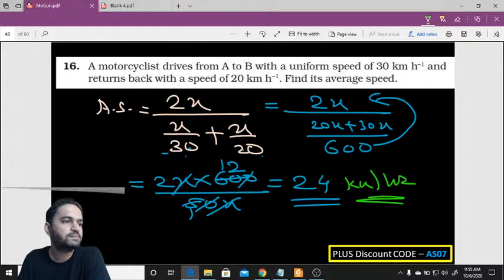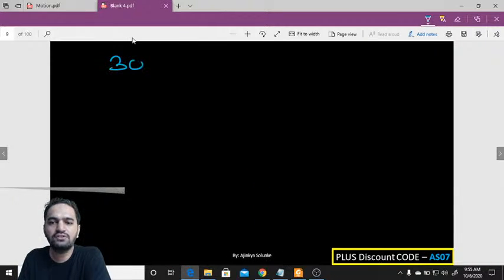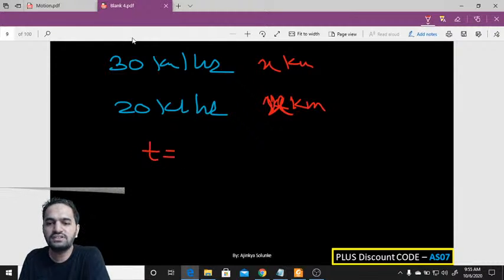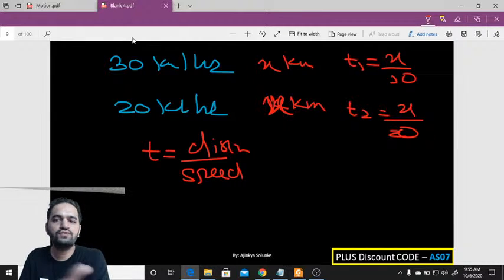Okay. So I hope this particular point is clear, how to calculate. You just have to assume the distance. The speeds they have given in the question, that is 30 and 20. For both the cases, you have assumed the distance is x kilometer. And then you found out time, because time is equal to distance by speed. So initially the time was x by 30 and the time for the second case is x by 20.